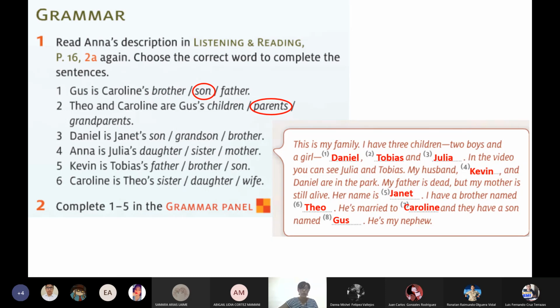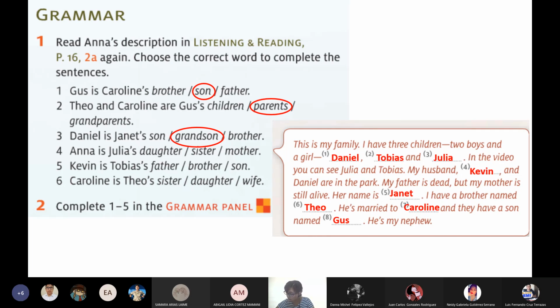What about Oliver? Oliver, number 3, or Nady? Nady, if you're here, could you do number 3, please? Yes, teacher. Okay. So Nady, please. What about number 3? Daniel? First of all, what's the relationship between Daniel and Janet? Here you have number 1, Daniel, and where is number 5, Janet? My mother, right? I have 3 children, Daniel, and my mother is Janet. So what's the relationship between Daniel and Janet? Grandson. Yeah, Daniel is Janet's grandson, right? Daniel is Janet's grandson.